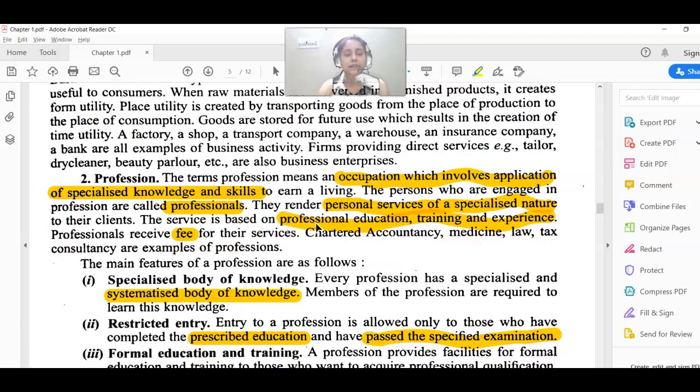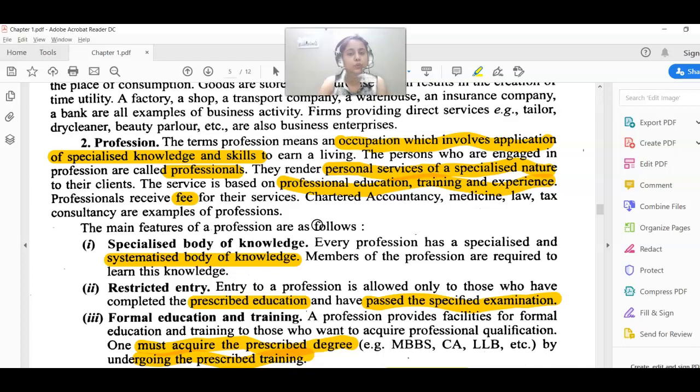Profession. Under profession, we don't produce something. We give our personal skills. We render our personal services. For example, chartered accountants, doctors. They become a doctor or a chartered accountant. They become a professional under some specialized body of knowledge.